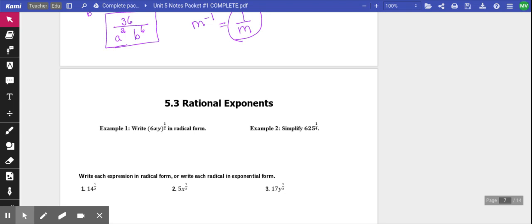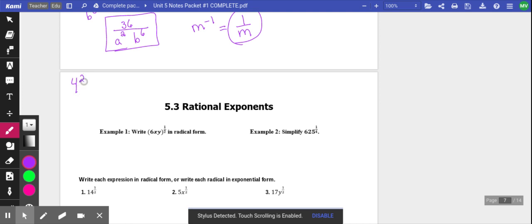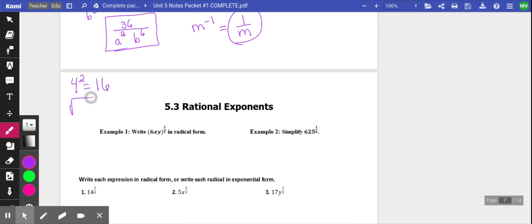Hello, everyone. Today we're going to talk about 5.3 rational exponents. So first I want to review a couple of concepts with you. If I say 4 squared, you know that that's 16. And therefore you know that the square root of 16 also equals 4, because squaring and taking square root are opposites.